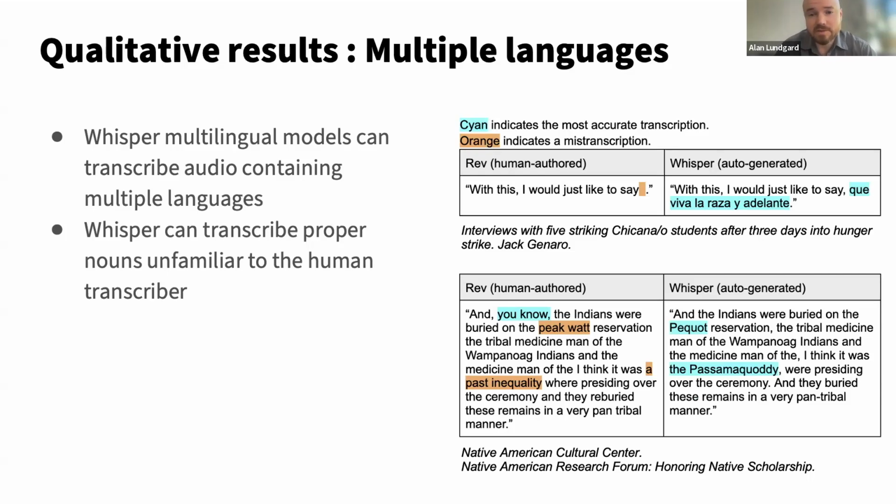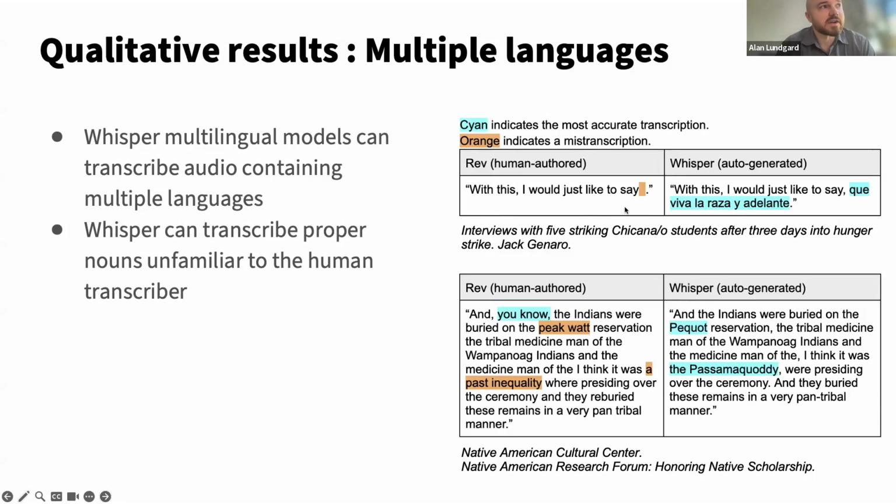The Whisper multilingual models can transcribe audio that contains multiple languages, sometimes even within the same sentence. So in this example here, which is our student hunger strike media item, the speaker switches from English to Spanish mid-sentence, and the Whisper model was able to capture that, whereas the human transcriber skipped over that Spanish language content completely.